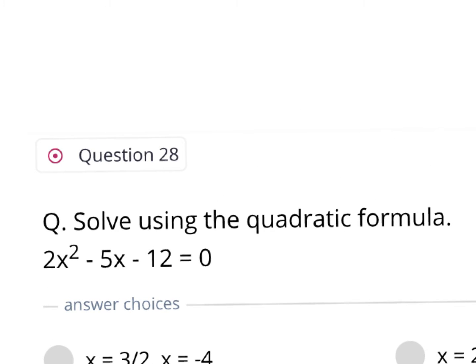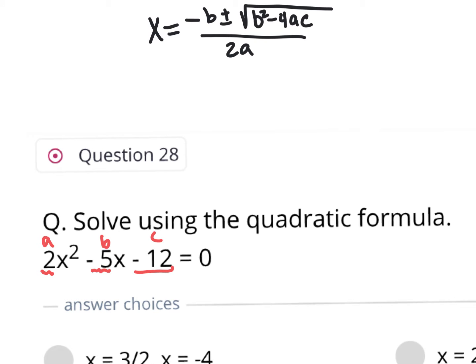Let's start by labeling A, B, and C. This is A, this is B, this is C. The A value is 2, the B value is -5, and the C value is 12. Let me also jot down the quadratic formula. X equals -b plus or minus the square root of b squared minus 4ac all divided by 2a.